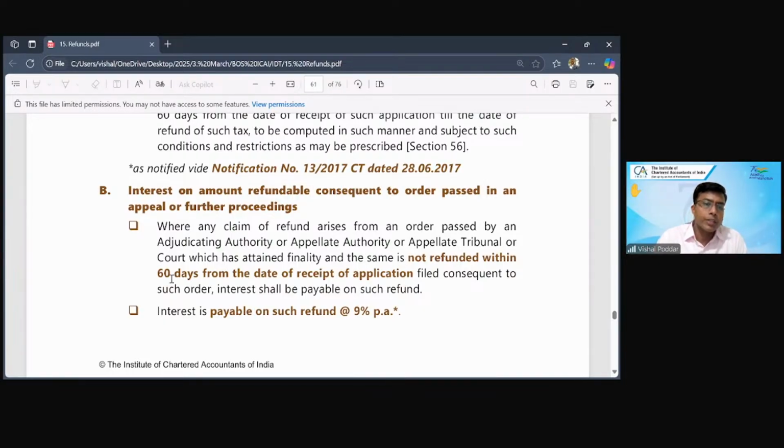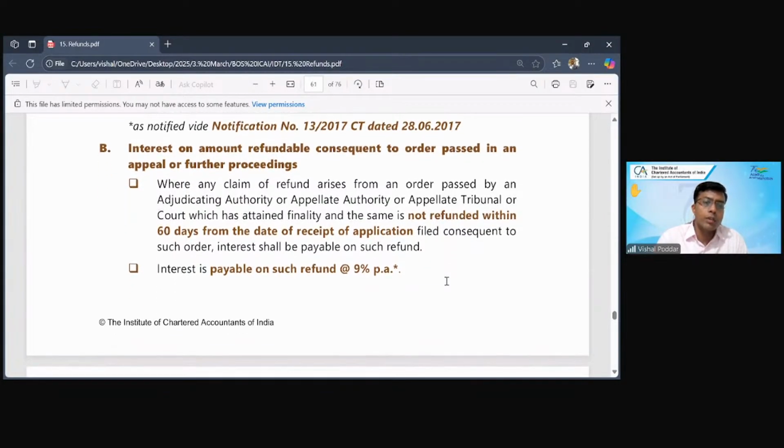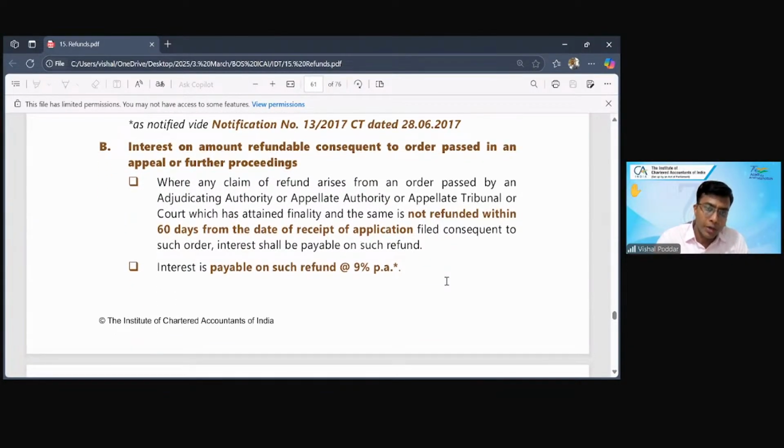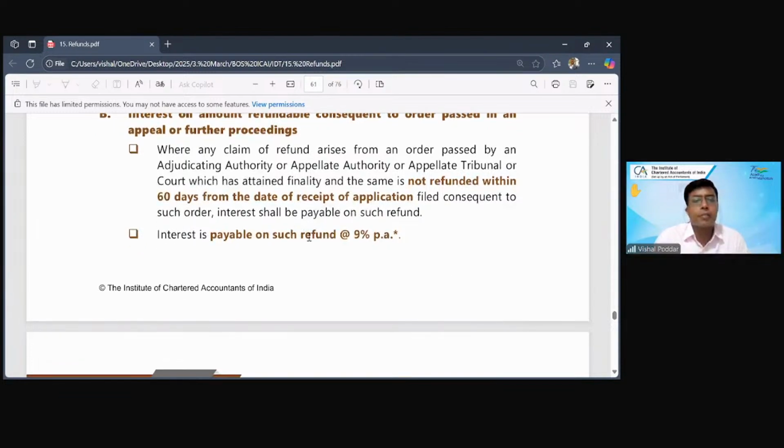And if it is not refunded within 60 days of the receipt of application, the refund is now liable for interest. And in such case, the interest payable is now 9%.